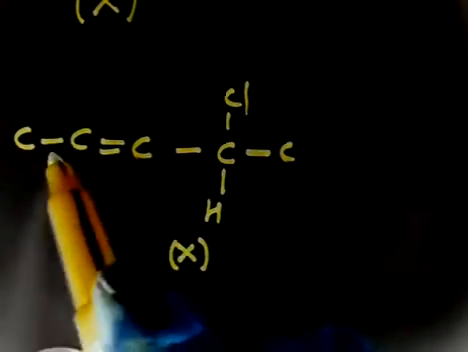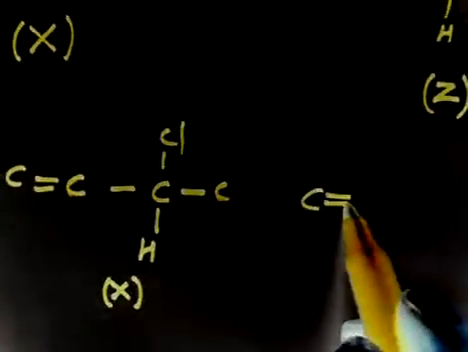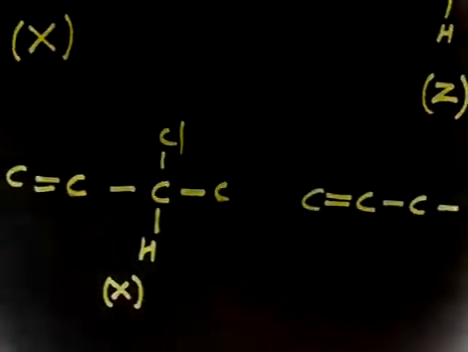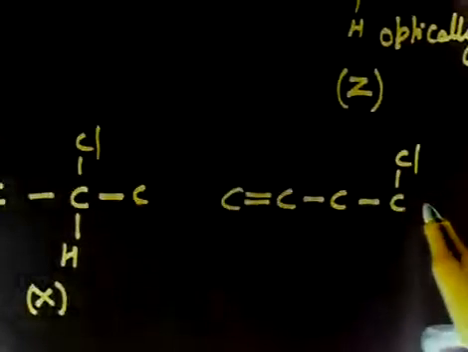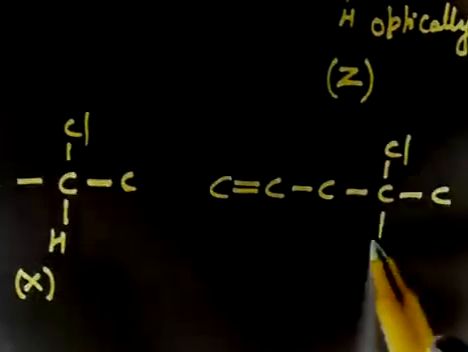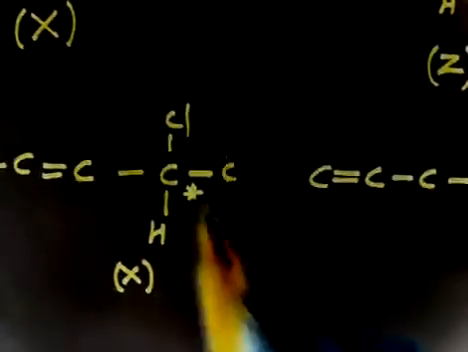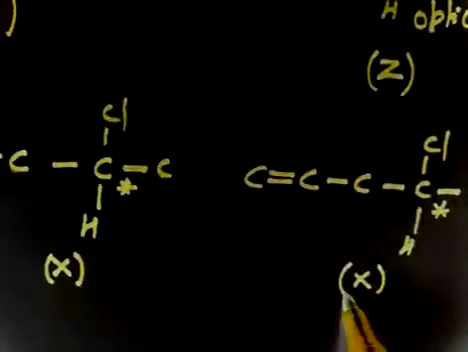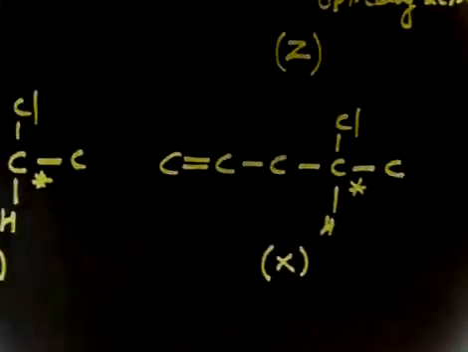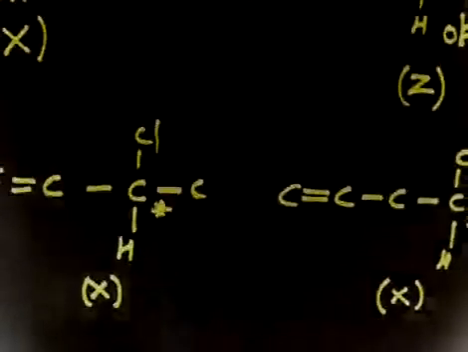Another possibility, you can have a double bond here. So you will have C double bond C, Cl, CH. So in this case this is a chiral carbon. In this case still it is a chiral carbon. So this is a possibility for X. And the one possibility we have written just above. So this one.